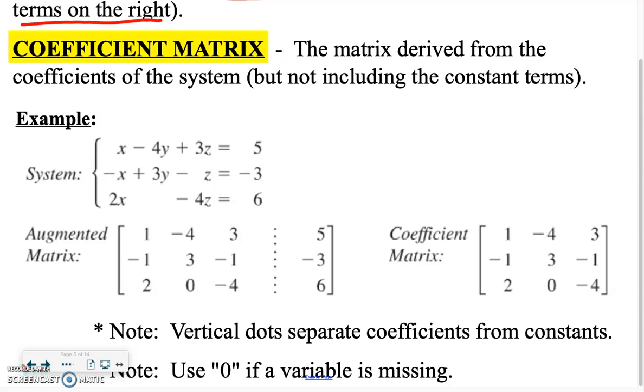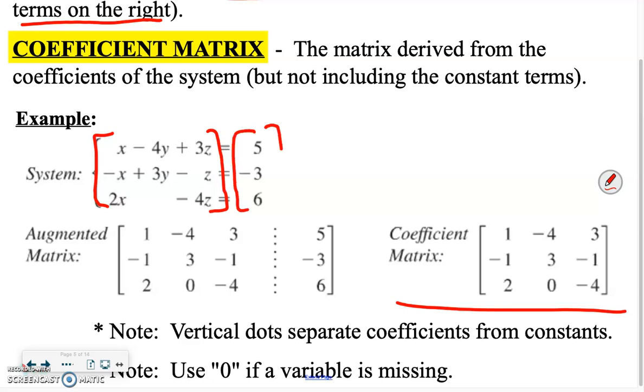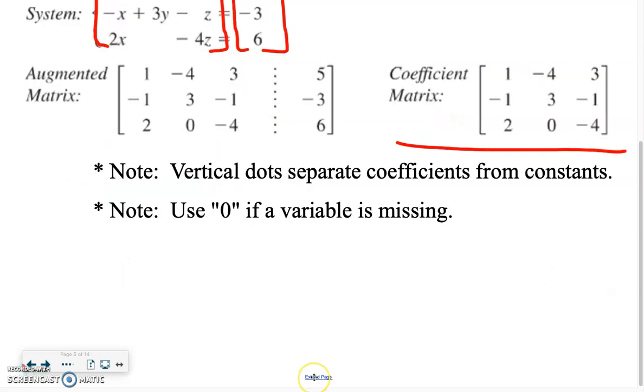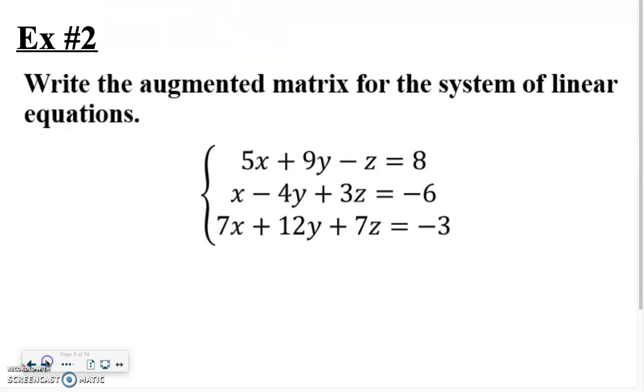So again, we're putting that vertical dotted line. If we were looking at the variables here, we call that the coefficient matrix. We'll define it in a couple minutes tomorrow. That's going to be what we refer to as the constant. It'll only take a couple minutes. All right, so a couple things to note here. The vertical dots are going to separate the coefficients from the constants. What's probably going to be easier, especially at this point, is to put the vertical dotted line through the equal signs, like that. That's where they're at. Also, we have to use 0 if a variable is missing.